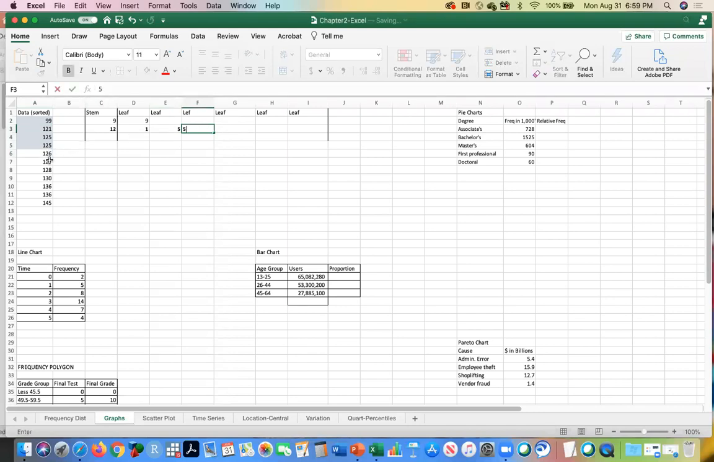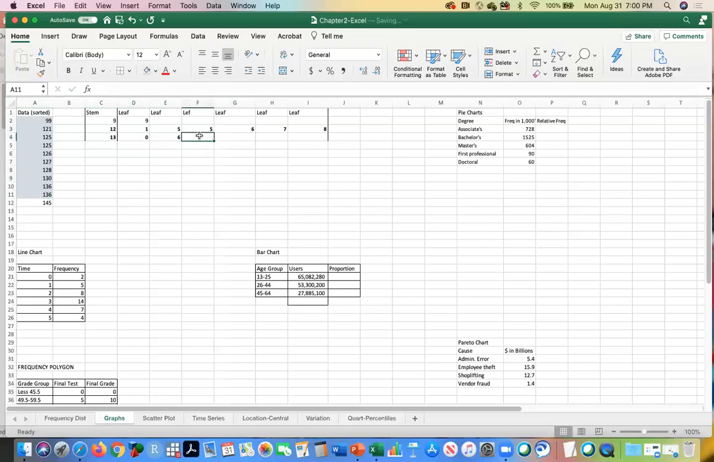Then I have a 6 and a 7. So 6, 7, and 8. So I'm going to put a 6, a 7, and an 8. Now my next stem is going to be 113. So I have a 0 here. So this is the 1, 0. Then I have a 6, which is this one. And then I have another 6, which is this one, right?